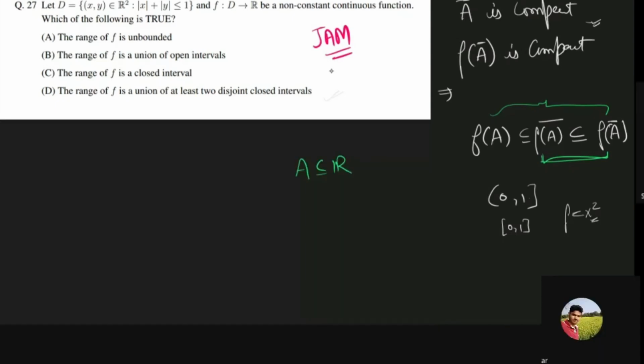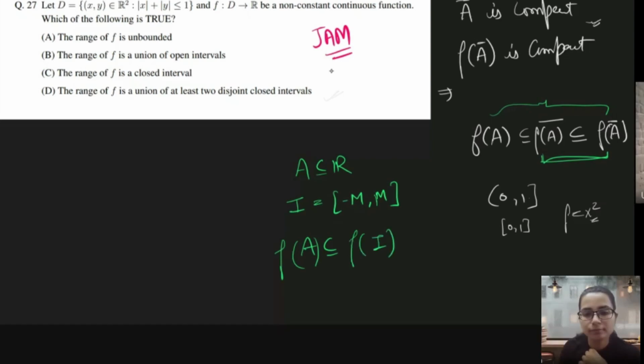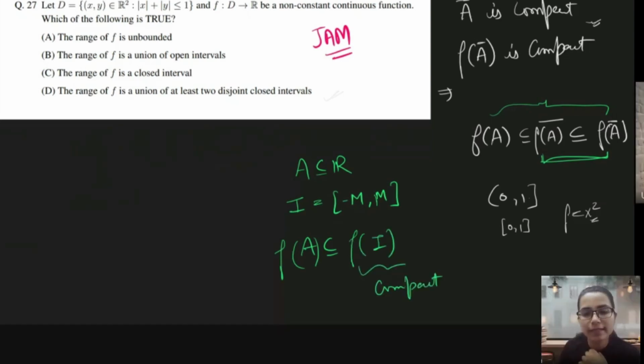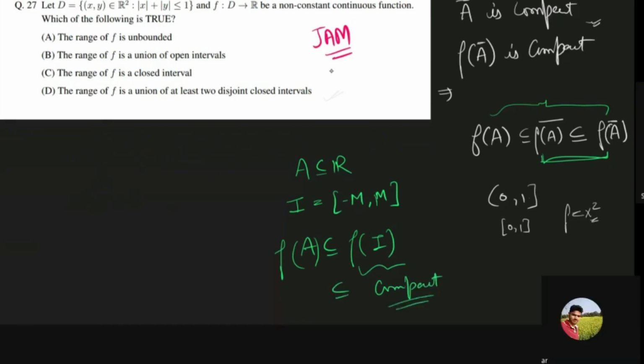Let I equal to minus m to m, a closed bounded interval. A is a subset of I. So apply f on both sides: f of A is a subset of f of I. Now the right hand side is a compact set, and a subset of a compact set. Compact means closed and bounded.